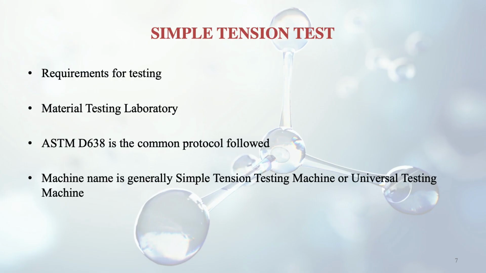So we discuss the static and the dynamic tests. The first test which we are going to discuss is the simple tension test. The requirements for the testing are as such. First of all, we need a material testing laboratory. Then there is a protocol named ASTM D638 that has to be followed. And the machine which is generally used is the simple tension testing machine or the universal testing machine.